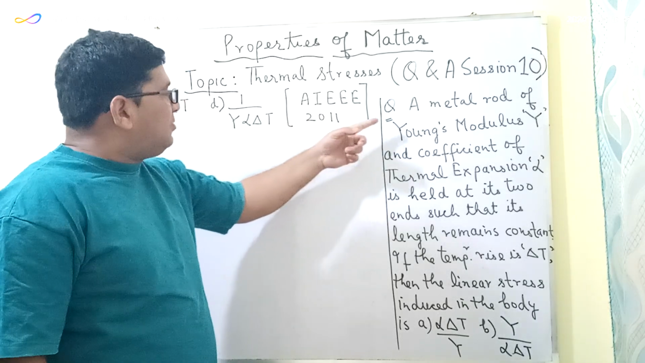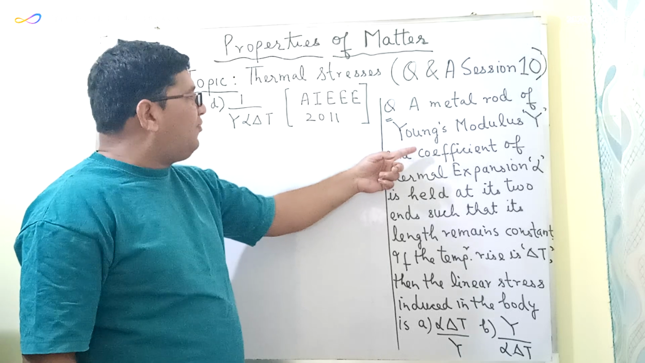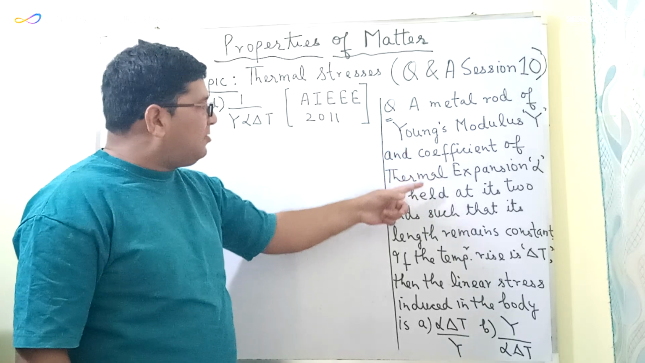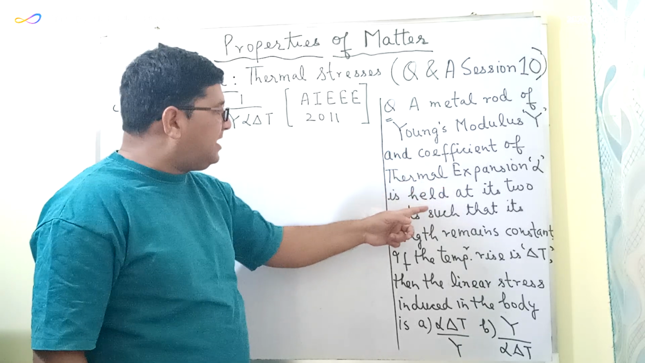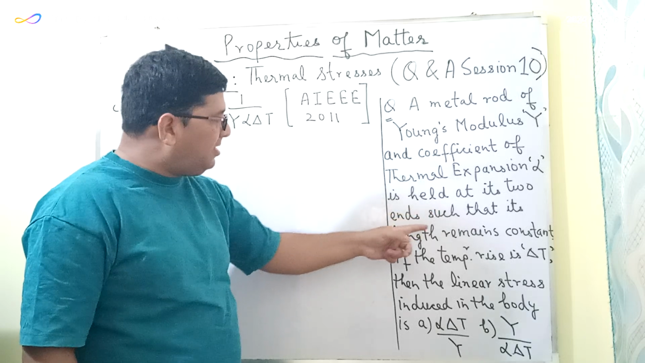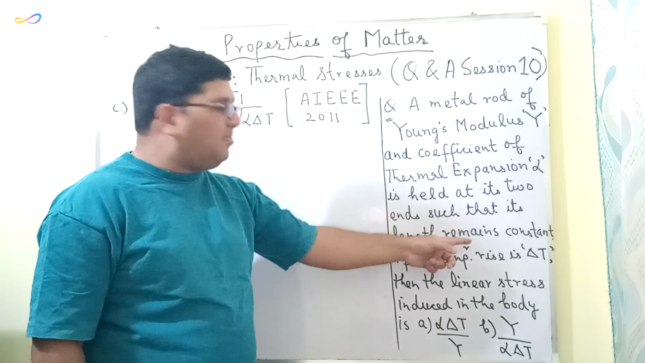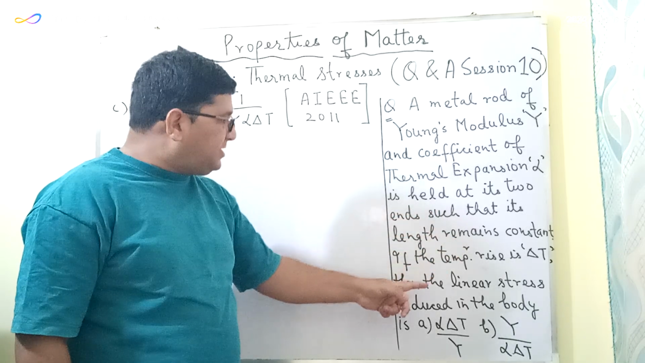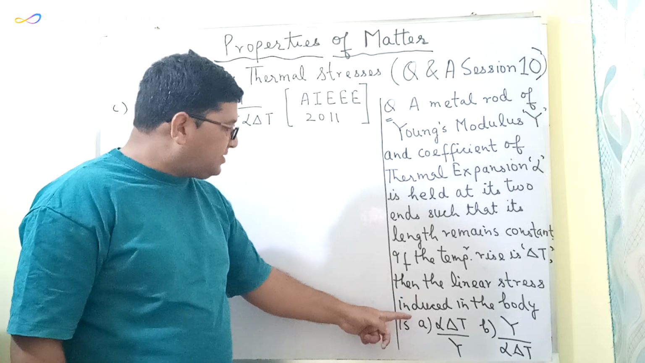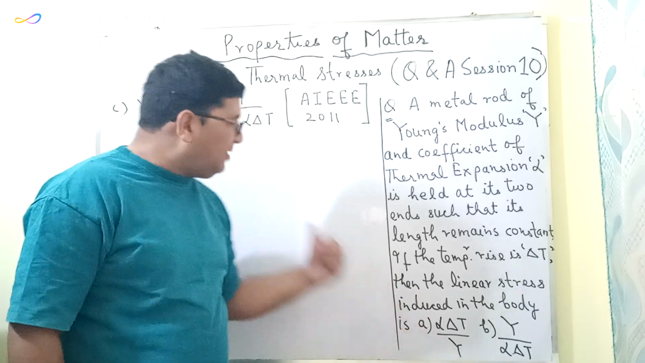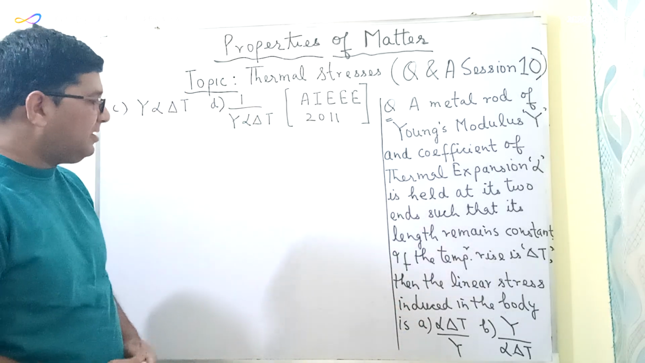The question here is, a metal rod of Young's modulus Y and coefficient of thermal expansion alpha is held at its two ends such that its length remains constant. So if the temperature rises by delta T, then the linear stress induced in the body is equal to, so there are four options here and we have to find the correct one.